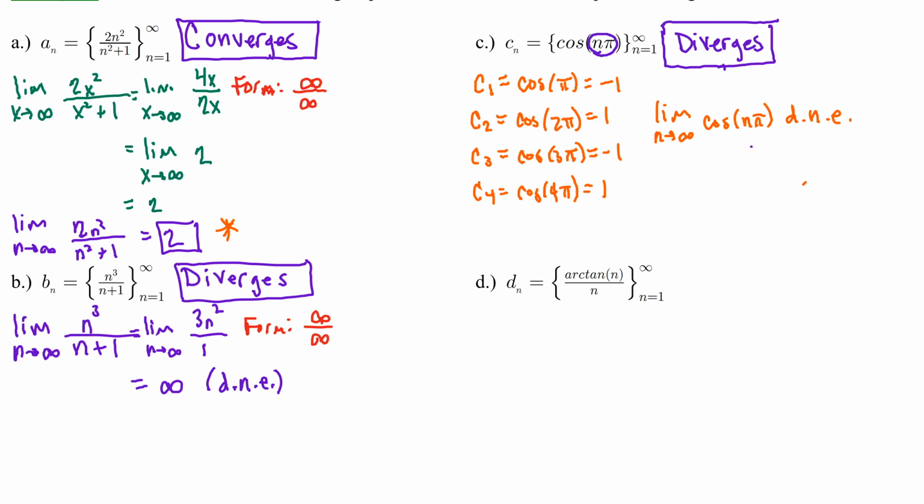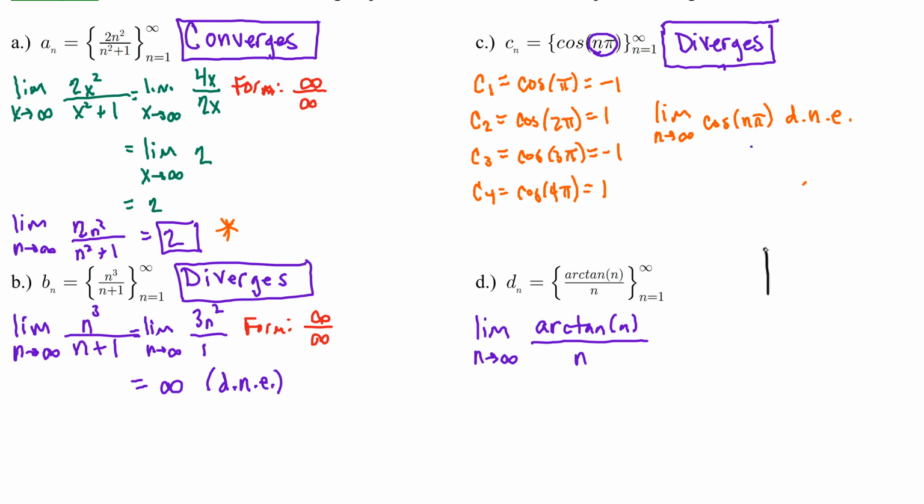Let's try example D. We have the sequence D sub n equal to arctangent of n divided by n from n equals 1 to infinity. Remember, this is a set of discrete points, not a continuous function. But to determine its limit, I'm going to treat it as if it were a continuous function. So we need to find the limit as n approaches infinity of arctangent of n divided by n. Notice as n approaches infinity, the denominator is also approaching infinity. It is increasing without bounds. But what happens to arctangent of n as n approaches infinity?